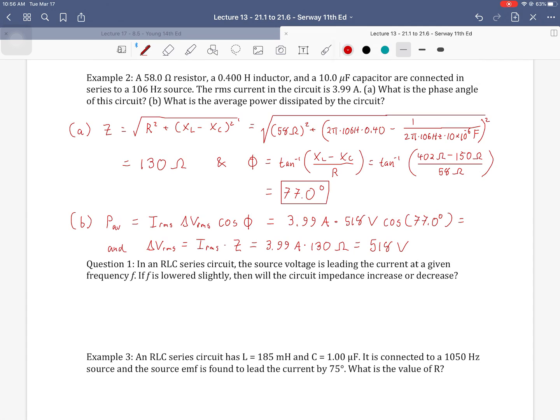Okay, so let's bring all our numbers together. So 3.99 times the 518 root mean square voltage, multiplied by cosine of our angle, and we get 464 watts. Okay, so cool. You can really see how you can answer these questions and get your circuit elements to all work together.